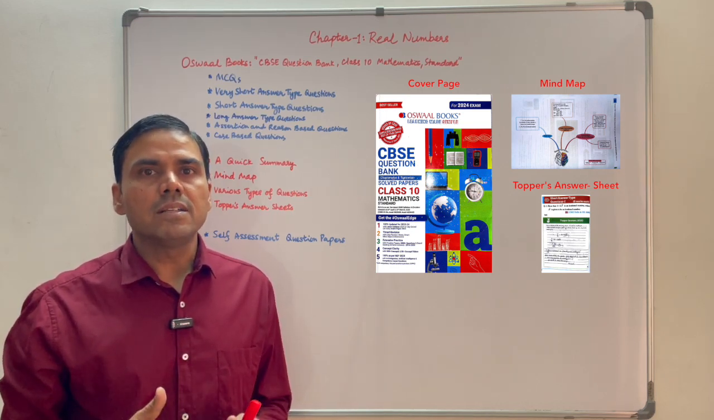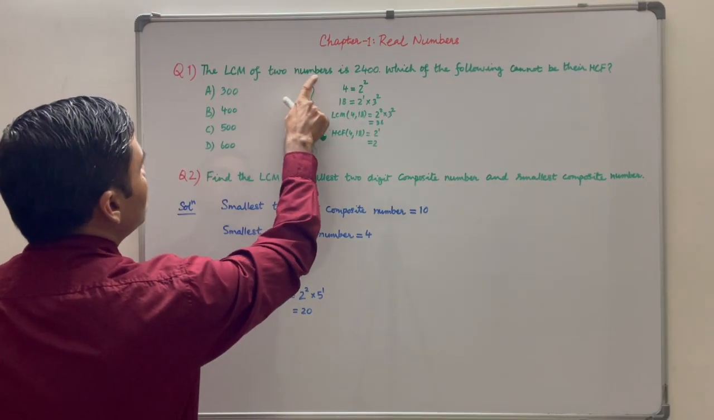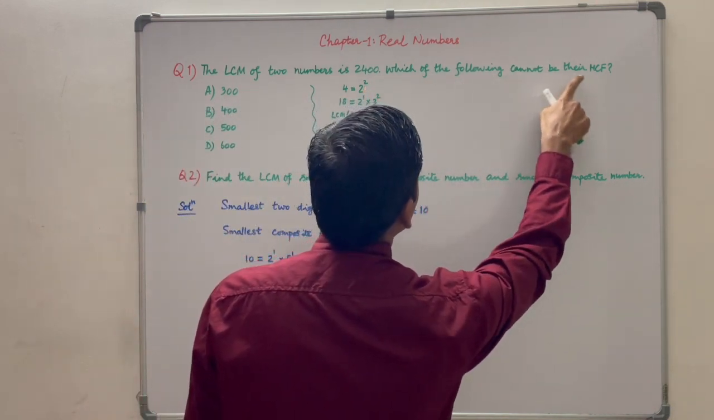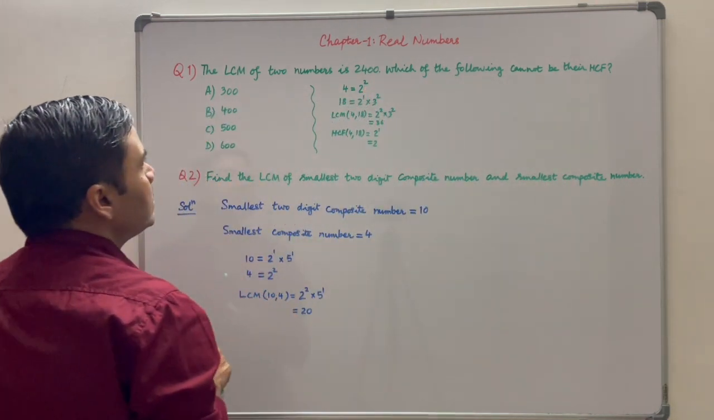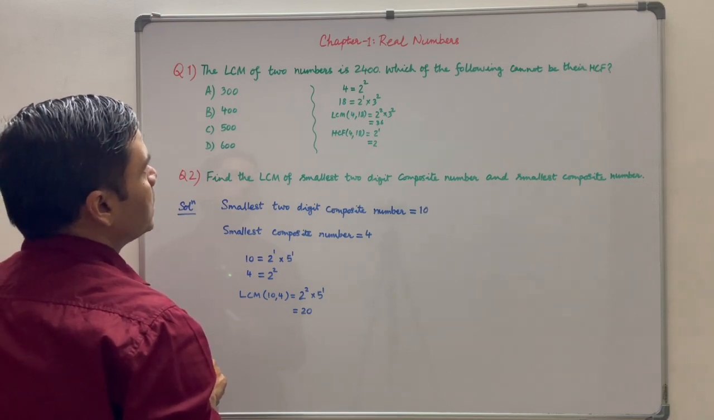So let us start solving some of these questions. First question: the LCM of two numbers is 2400. Which of the following cannot be their HCF? HCF is always a factor of the LCM of the given two numbers.